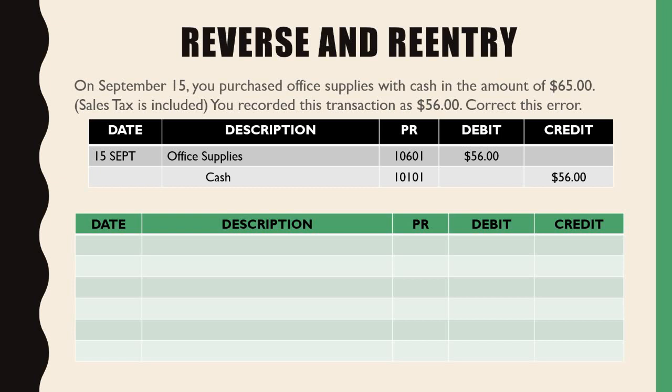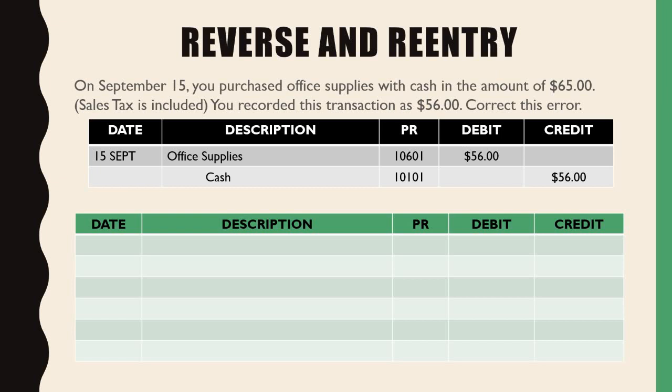The 5 and the 6 are pretty close, right? You might have been journalizing this way too quick, so you accidentally wrote that you had purchased $56 worth of supplies and you spent $56 worth of cash. Now, in this case, that's not true because your receipt tells you that you spent $65. So how am I able to use the reverse and re-entry method to correct this entry?